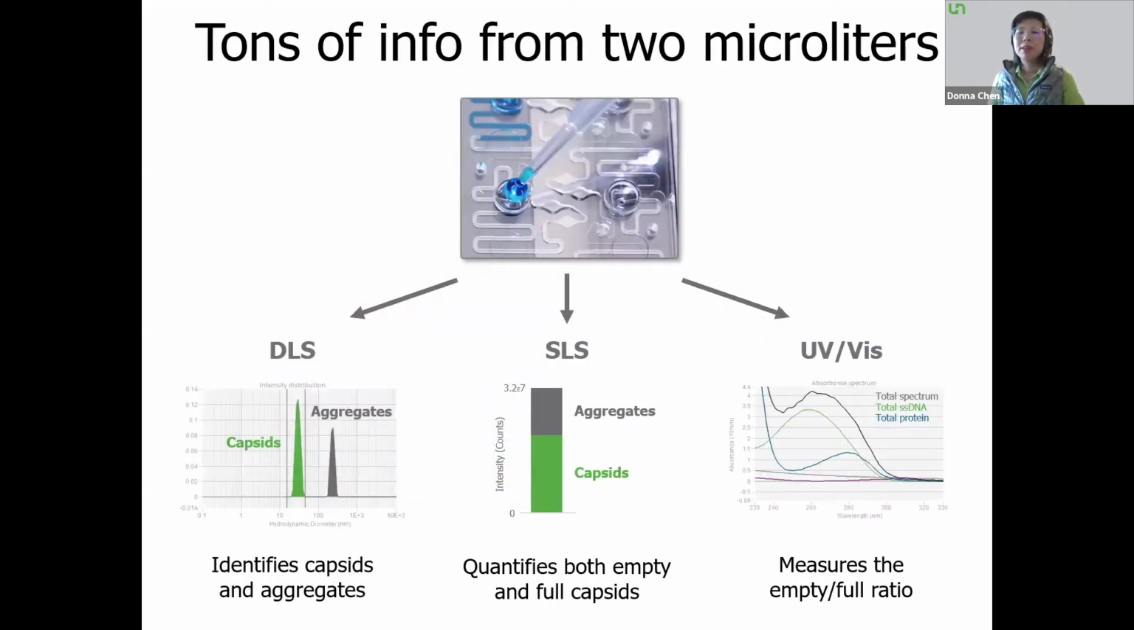How Stunner works is that you load 2 microliters of sample into the sample well, and the sample will be pulled into a microfluidics chamber and be read with dynamic light scattering or DLS, static light scattering or SLS, and UV-Vis. The combination of the 3 techniques will get you aggregation, capsid titer, and MT4 ratio data. And since all the readings are done with fixed pathways, the result is highly precise and accurate.